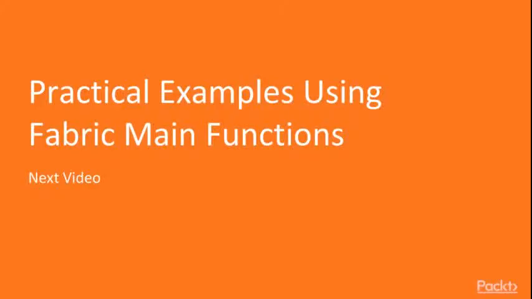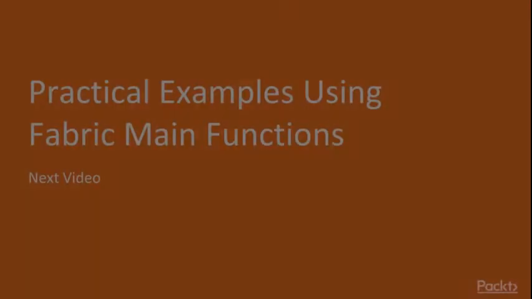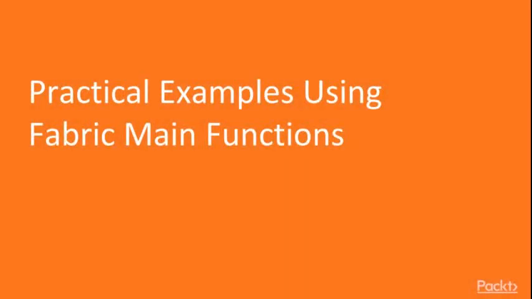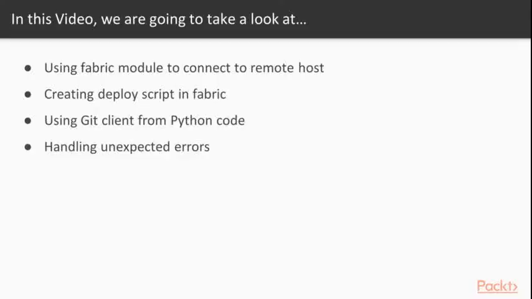In the next video, we will see some more practical examples using Fabric main functions. And in this video, we'll see some more practical examples using Fabric main functions. So we'll see how to use the Fabric module to connect to remote hosts. We will see how to create a deploy script in Fabric. We'll be using the Git client from Python code, so we'll be leveraging the command line client. We will also be handling unexpected errors.